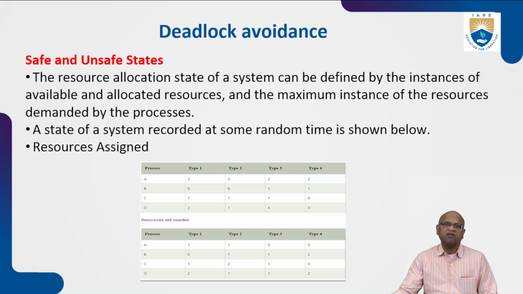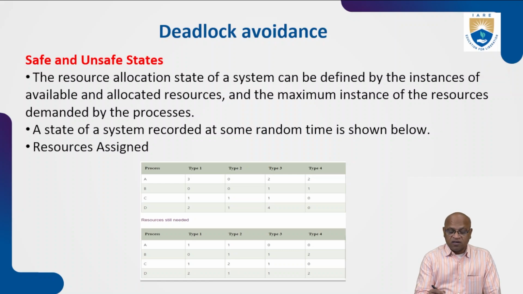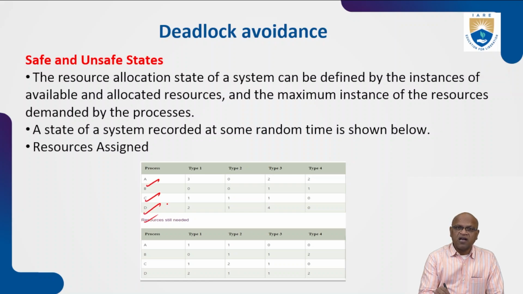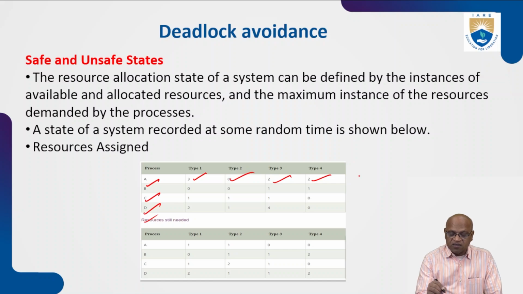The state of a system at some random time is shown below. So we will see this example. In this one, there are processes A, B, C, D, and so on. Process A requires type 1, type 2, type 3 resources. These are the resources, these are the processes. So A requires type 1, type 2, type 3, type 4. So that is like this.